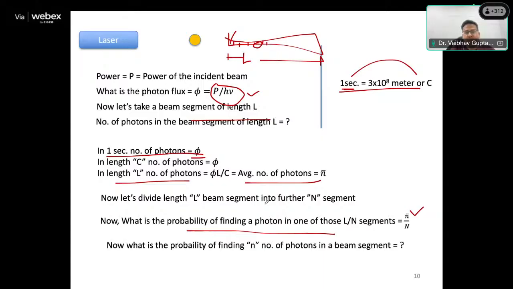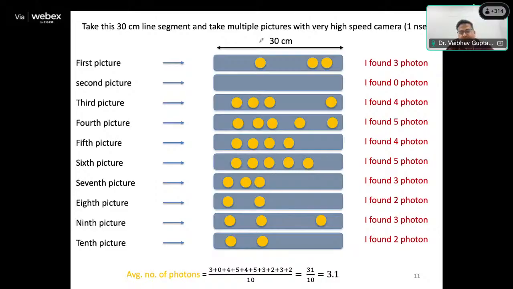Now we are looking for the probability of finding one photon, but what is the probability of finding n photons? This n can be anything: the probability of finding 2 photons or 4 photons or 10 photons. For this, remember this picture: within the line segment of 30 centimeter, the probability of finding 3 photons, the probability of finding 0 photons, the probability of finding 4 photons. If we can somehow draw the same picture in terms of a graph, we have created a distribution.